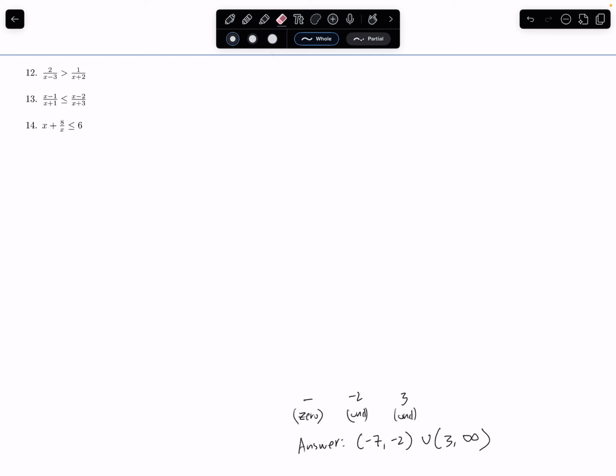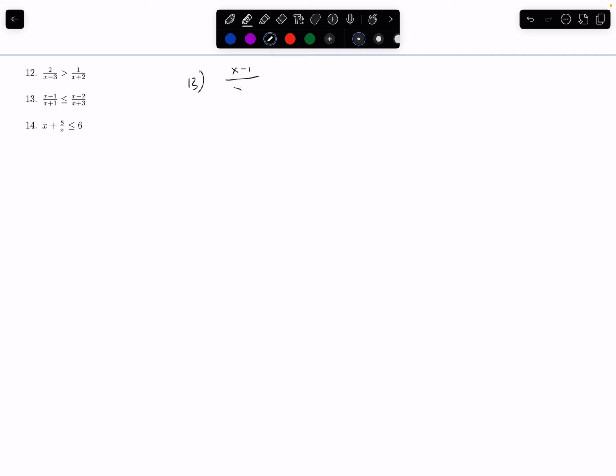Okay, let's do the next two. Okay, 13. And these guys are kind of similar already. x minus 1 over x plus 1. And this guy's on the right. I'm going to go ahead and subtract already. This is minus x minus 2 over x plus 3. That's going to be less than or equal to 0. And then the same trick, I want to move this guy on the side to give myself some more space here.